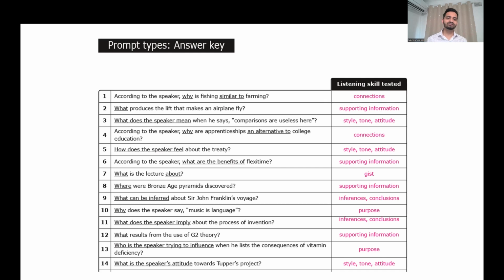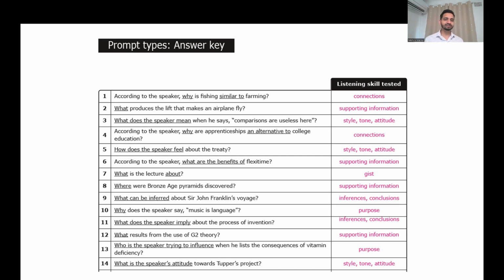What produces the lift that makes an airplane fly? It's looking for a reason. The reason why the airplane flies, looking for supporting information specifically about what produces the airplane flying, the factor that makes an airplane fly. That is the thing that you should be focusing on. If you can read the prompt in those 7 seconds, your attention should be on how a plane flies, what the factors are. So you're looking for that supporting detail, okay?